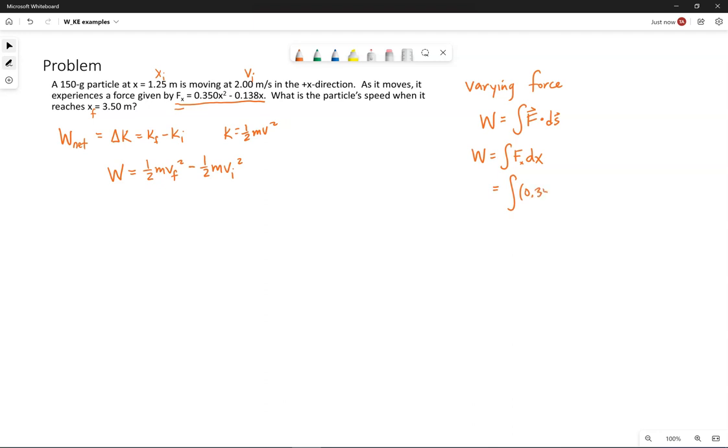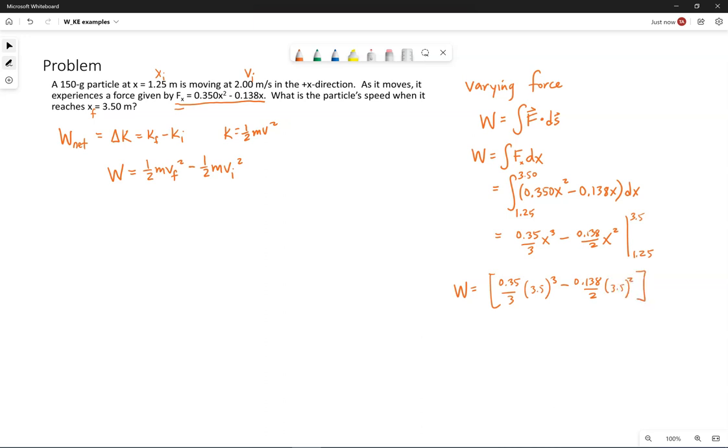So let's put in the function. Our limits will be from the initial position, that 1.25 meters, to the final position of 3.5 meters. As we integrate, we're going to get 0.35 over 3 x cubed minus 0.138 over 2 x squared. And we need to evaluate it between these two limits. So plugging in the upper limit first, and then we'll need to subtract the lower limit plugged in.